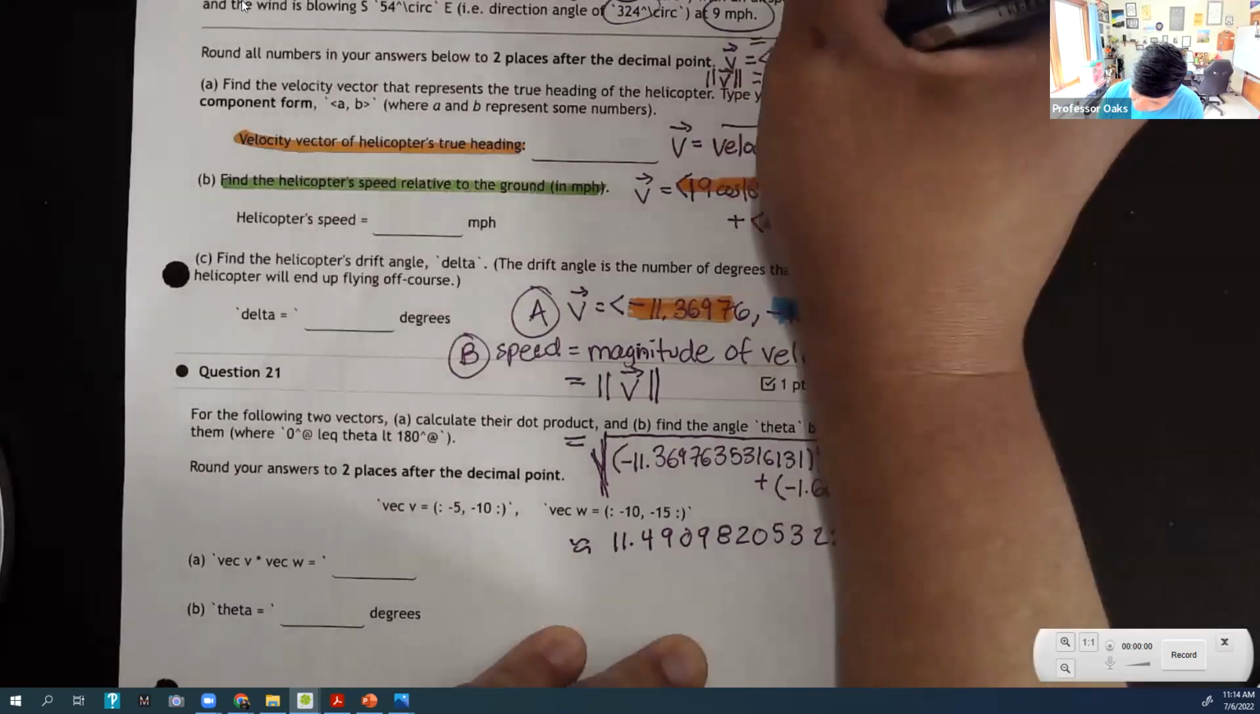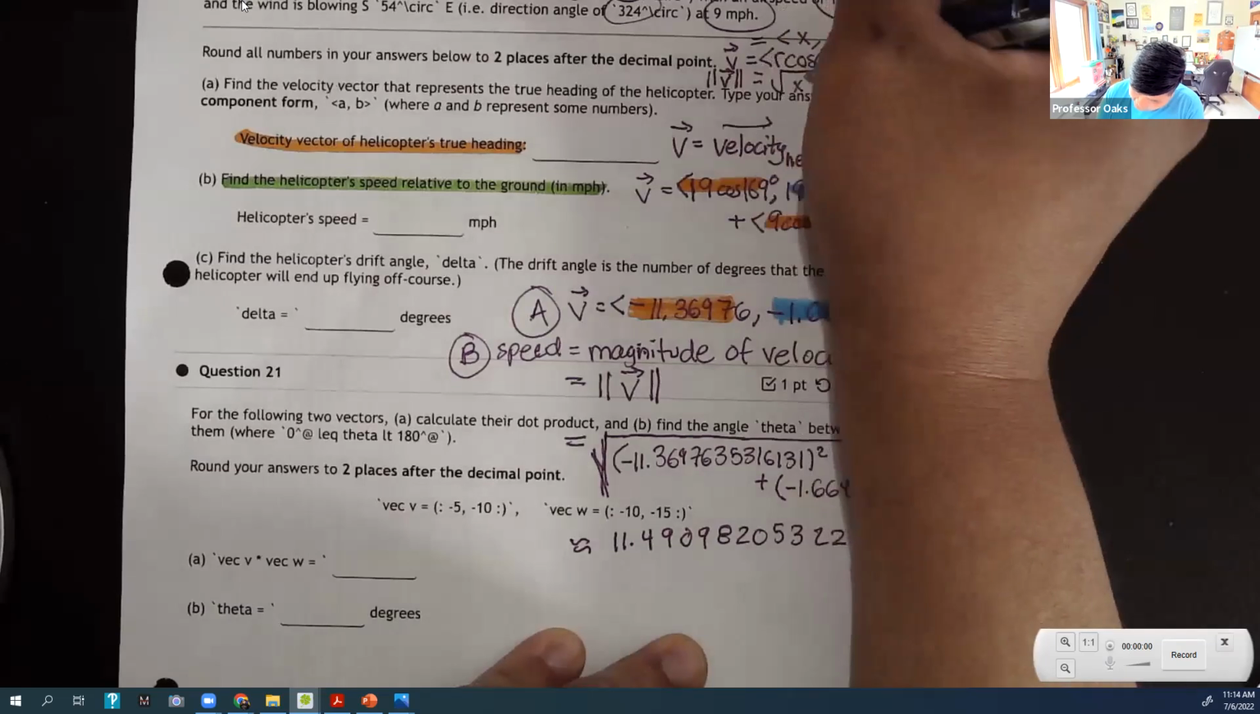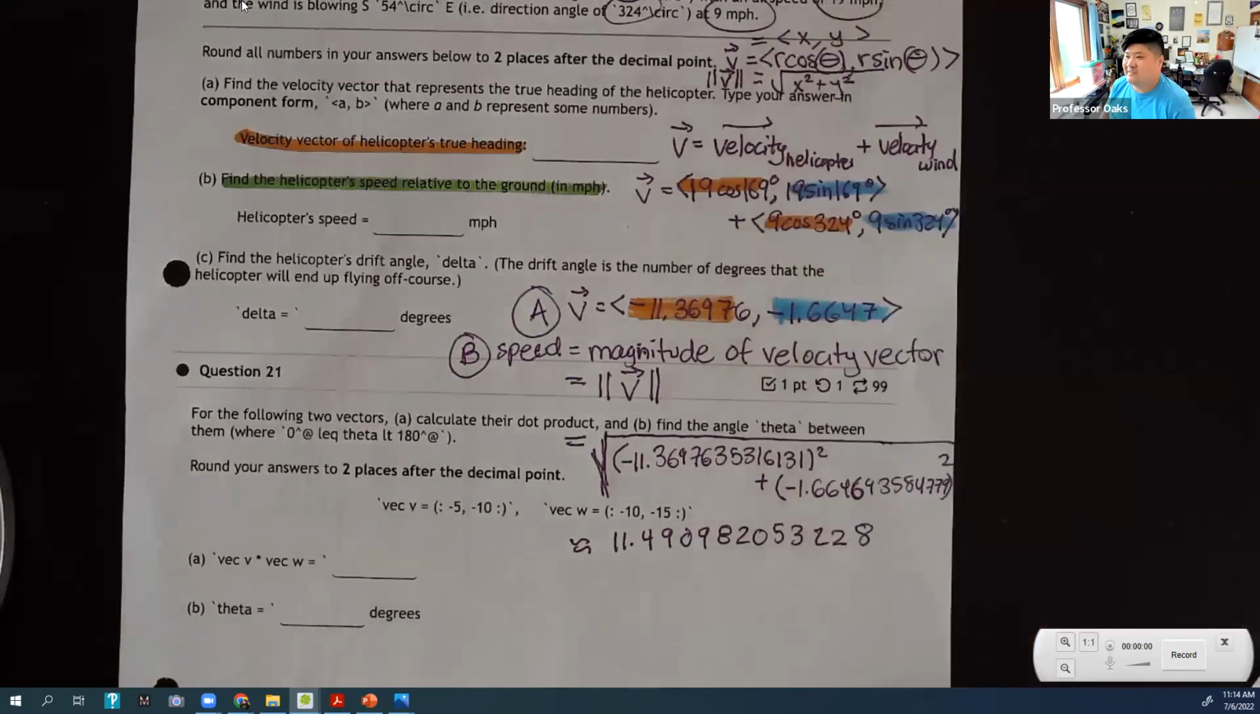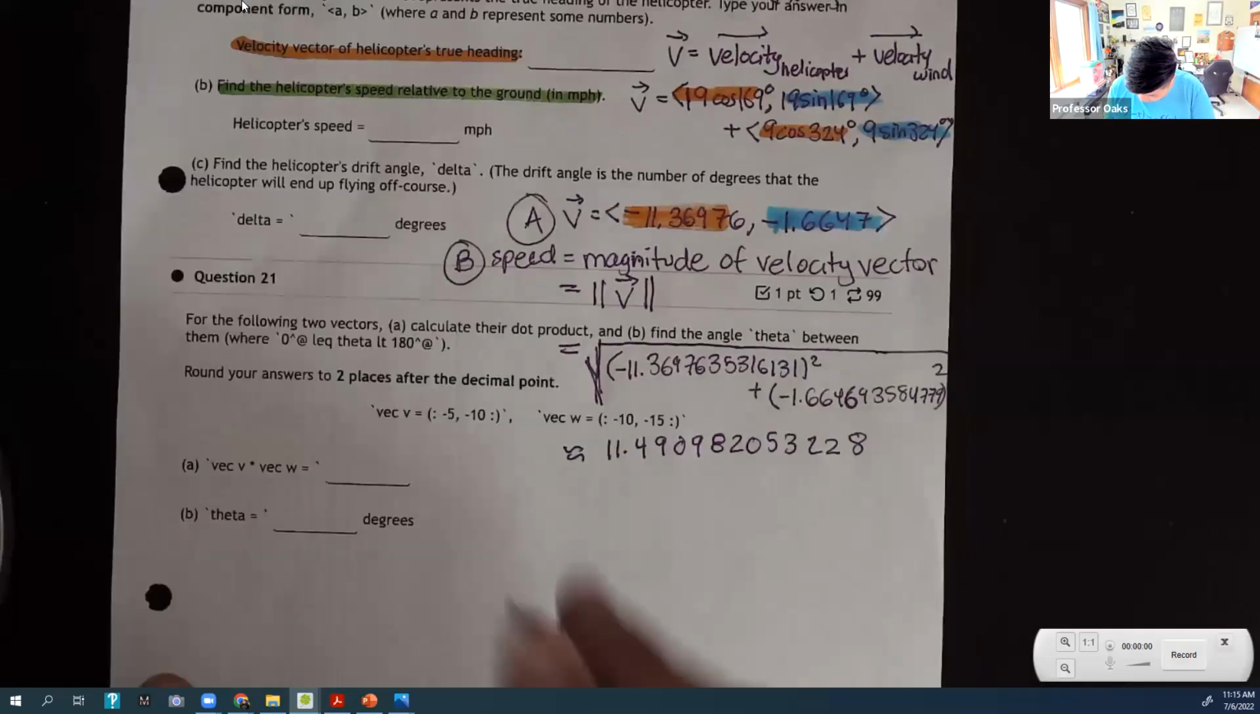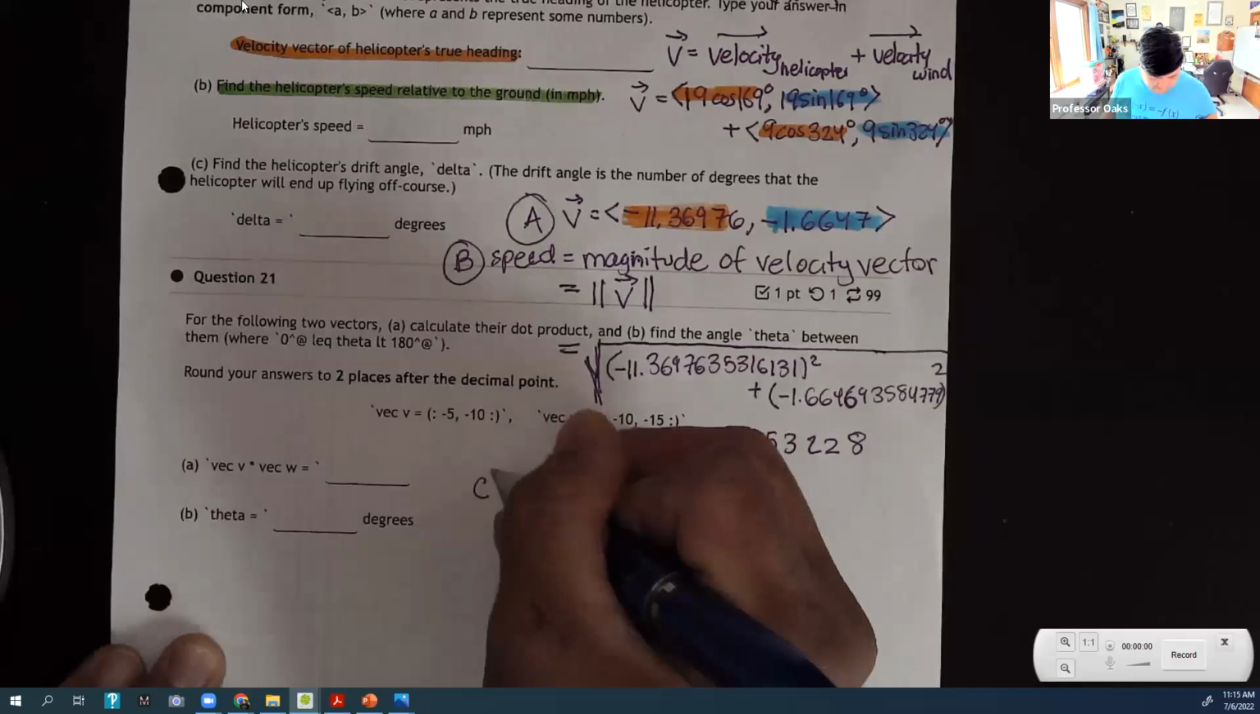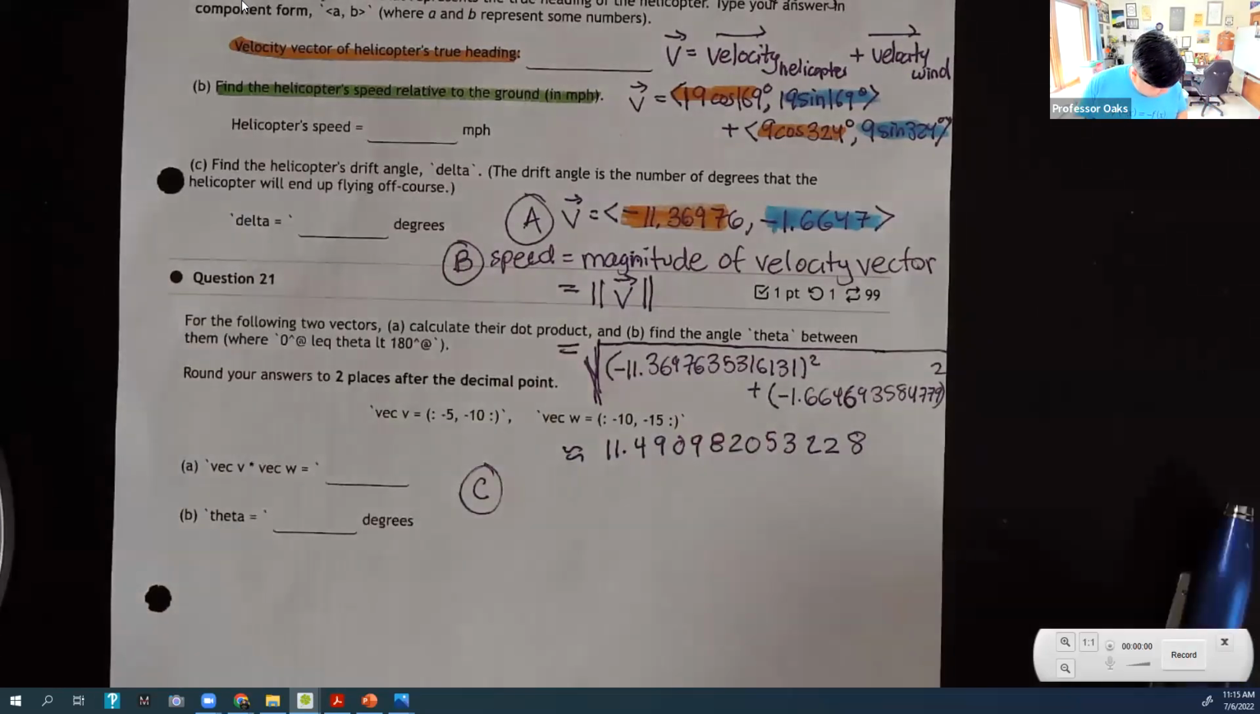So all that I really would say is that the magnitude of this is just the square root of x squared plus y squared. I mean, all of this is really interconnected. So if the formulas seem like they're the same formulas in different ways, they really are.